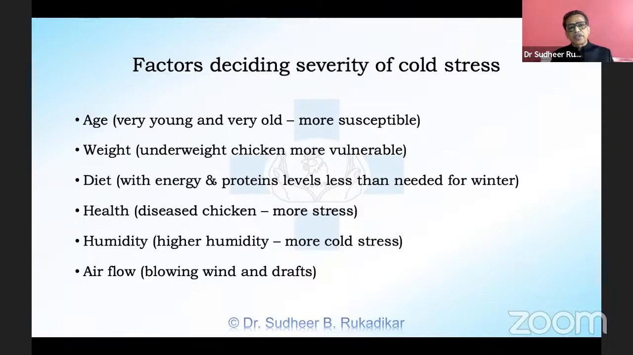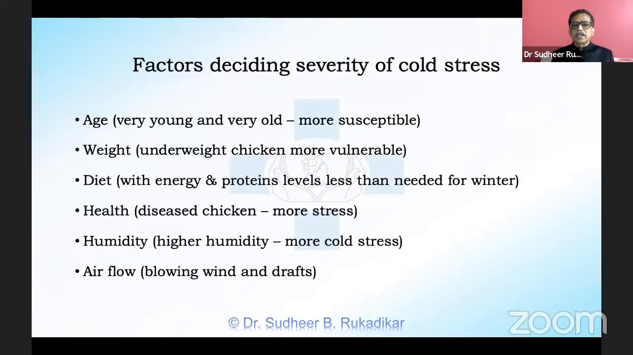The adult birds will be okay. They will not face that much stress, but very young and very old birds will have more susceptibility towards cold stress. So if a temperature of 12 degrees is causing a problem in first week chicks or 80 week layer birds, it will not cause any problem for middle-aged birds. If you look at the weight, that is one more factor. The overweight birds are not that vulnerable, whereas birds underweight as compared to their standard weight chart will be more susceptible, more vulnerable to cold stress.